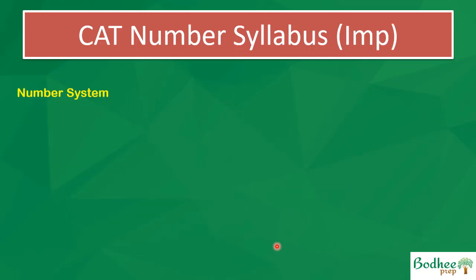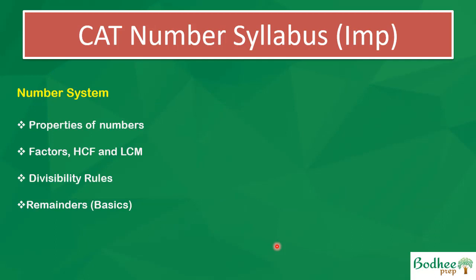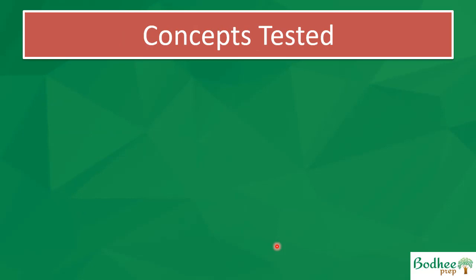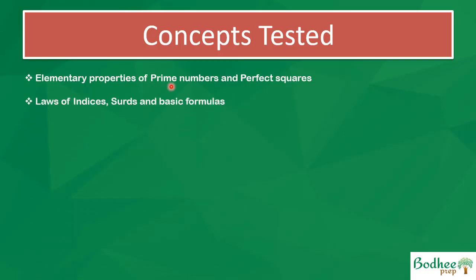Now look at some of the syllabus areas. Of course, we have taken these properties of numbers, factors, HCF, LCM, divisibility, remainders, and what are the concepts tested? Very, very important. So in number system, the elementary concepts are properties of prime numbers and perfect squares. So what is a perfect square, and what are the properties of a perfect square, what is a prime number, and how prime numbers differ from other numbers, and so on and so forth. Laws of indices, surds, and basic formulas.